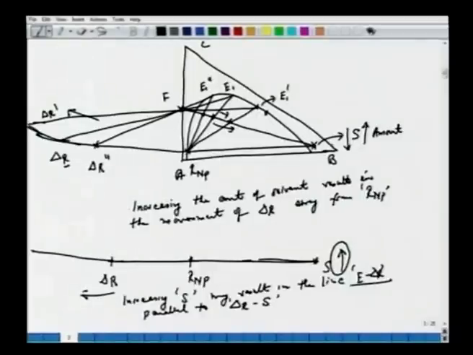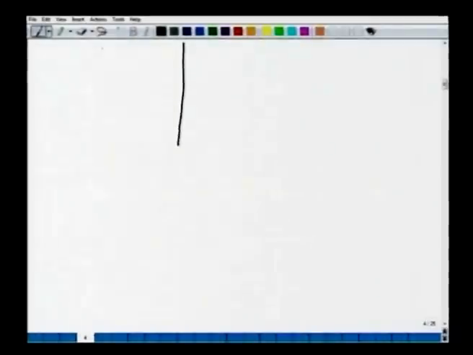Alright, so you should make a note here that if you are increasing the amount of solvent, del R moves in this direction. If S decreases, then del R moves in this direction. If you keep on further increasing, there is a stage where this extract, okay, let's redraw here.